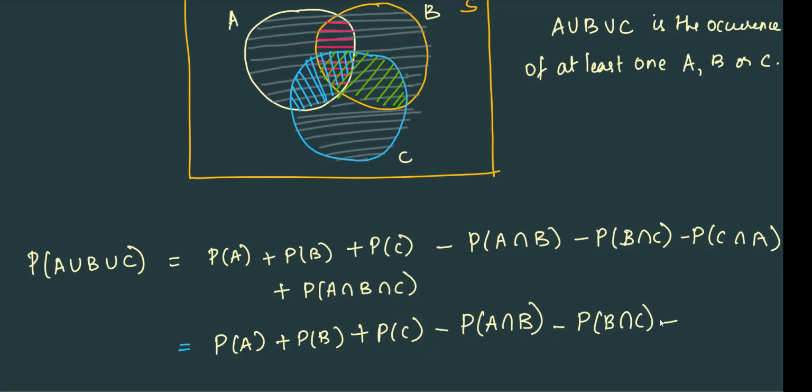We have chosen, so once we eliminate. And then C intersection A, again it was chosen along with A, along with C, we have to choose it once. So P of C intersection A plus.